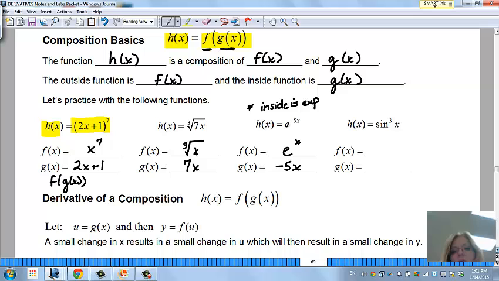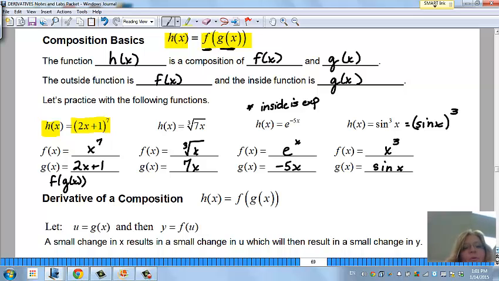Now, trig notation. You have to remember, if you see the cube here, that really means it's the sine of x, cubed. For trig notation, we typically move that 3 here, even though you're taking the sine of x and cubing it. This is what you're really doing. That's how the notation shows it. So my inside in this case would be the sine of x, and my outside would be x cubed.